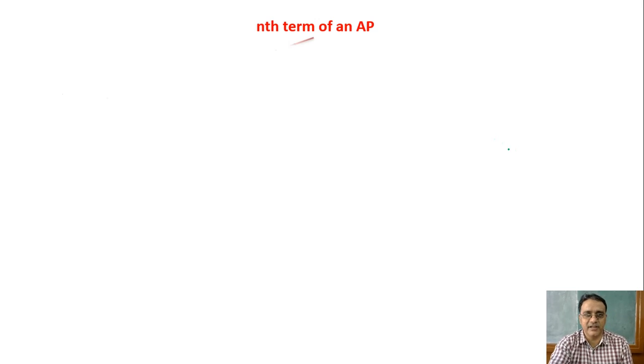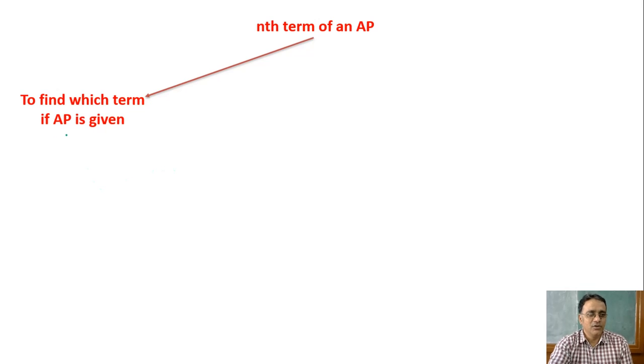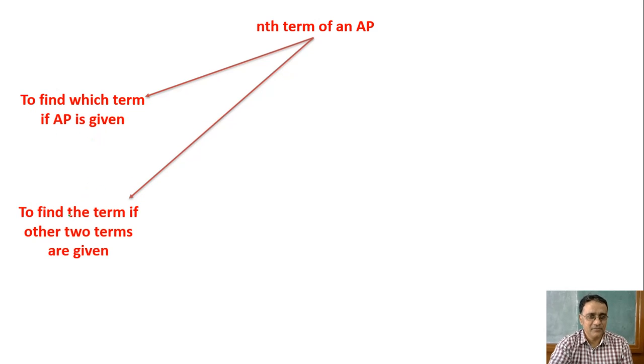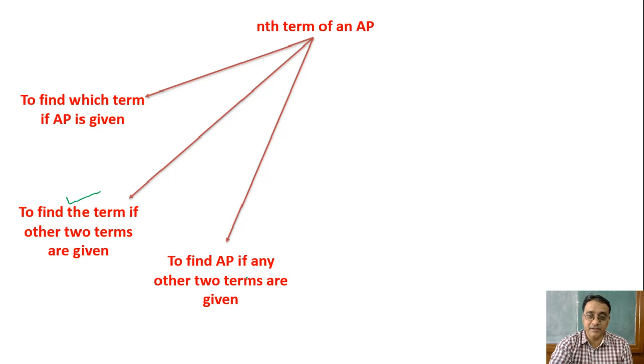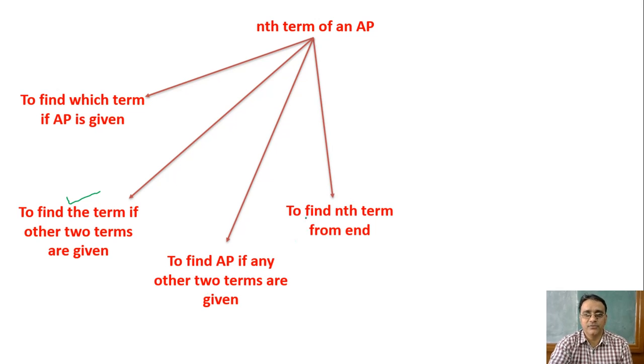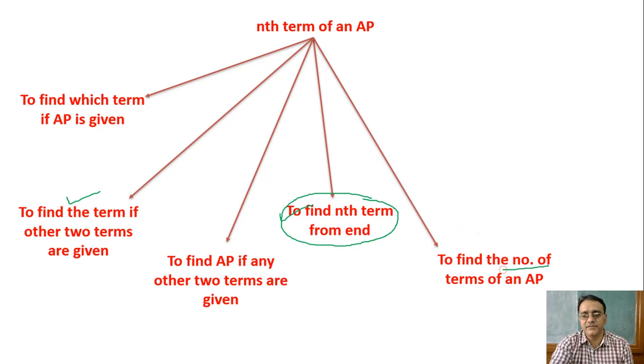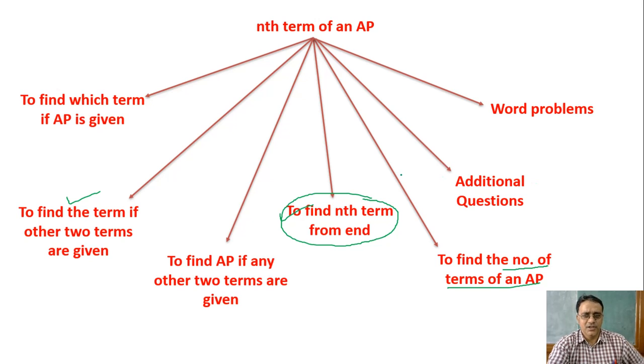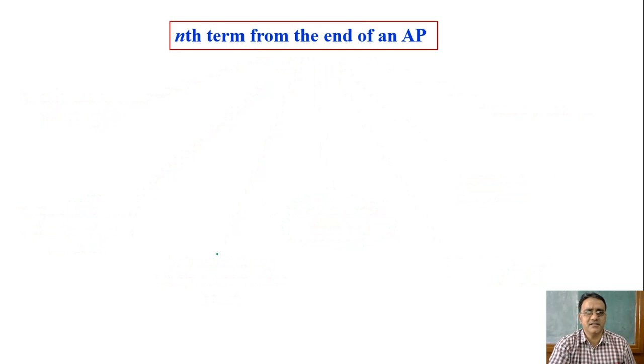Already we have seen the different types of questions. Let's do a flashback. To find which term if AP is given, to find the term if other two terms are given, to find AP if any other two terms are given, to find the nth term from the end. We haven't seen the concept of this, so we will see this first. Then to find the number of terms of an AP, word problems and some additional questions. So we'll see first this one because this is a new concept, new topic other than these 6. So let us start with nth term from the end of an AP.